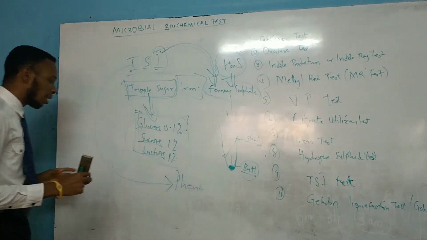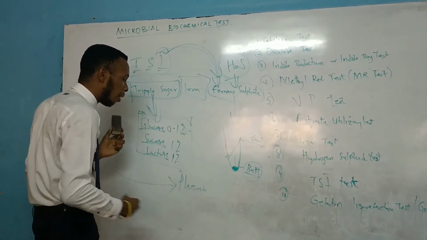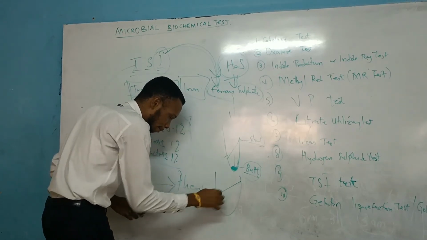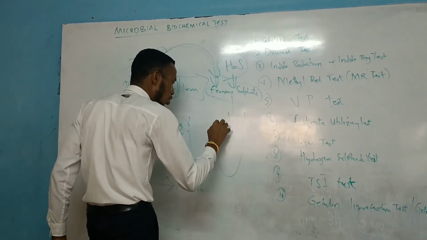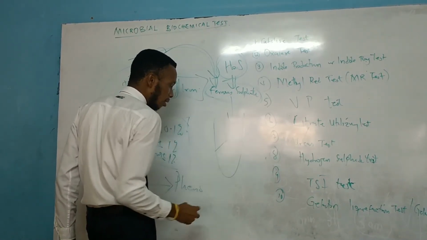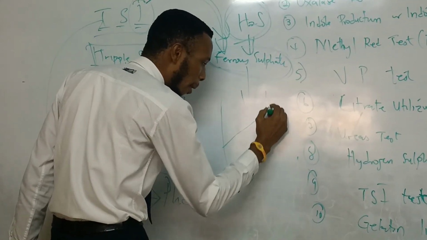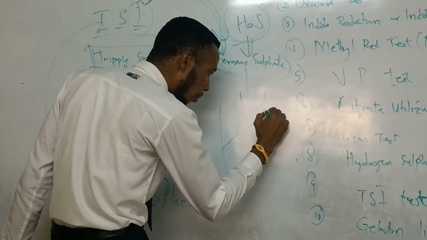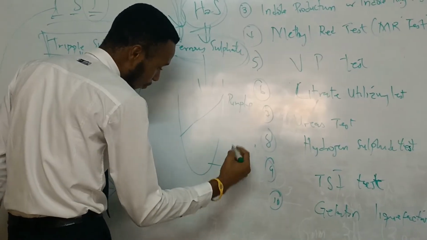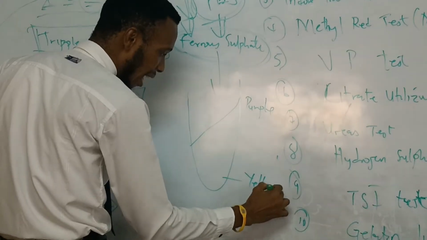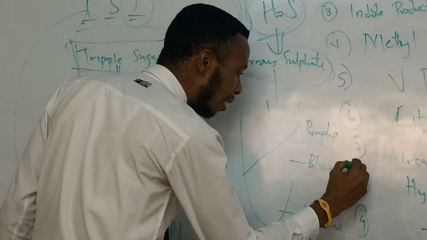Now, another organism that gives us a very good color when we want to incorporate some of these things is Salmonella. In Salmonella, let's say we have the same test tube and we have this slant. What usually happens is that the slant is purple, the butt is yellow, and there is a black precipitate formed.